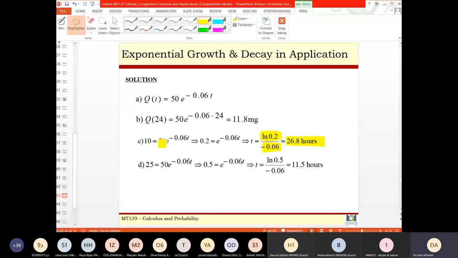We divided 10 by 50. I have 10 equal to 50 exponential of minus 0.06 T. I leave the exponential alone and divide both sides by 50. It will be 0.2. Then I apply ln. I will get minus 0.06 T equal to ln 0.2. I divide by this and I will get that T is equal to 26.8.